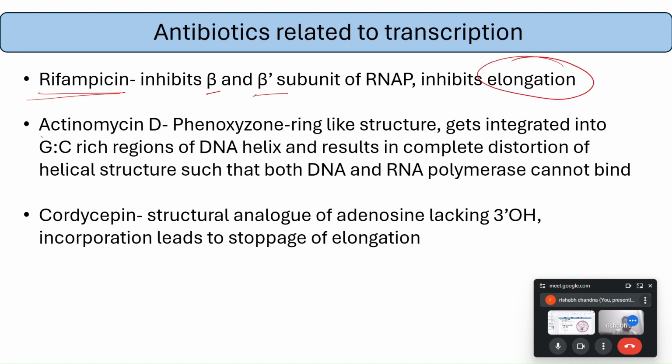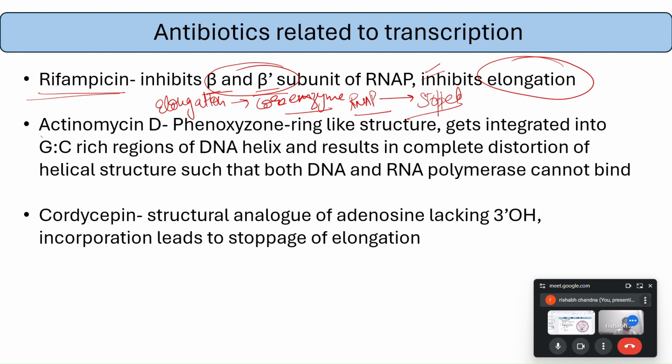As you know, elongation is being done by the core enzyme, where these beta and beta prime subunits are involved. So when this particular antibiotic binds to these subunits, then the RNA polymerase cannot move further on the transcription bubble. Okay, it will be stopped. This is how this particular antibiotic functions.